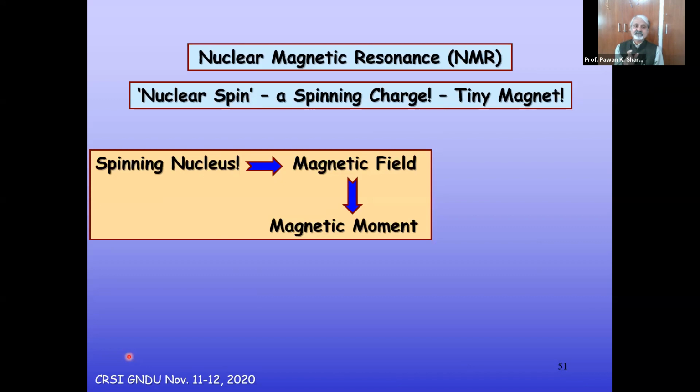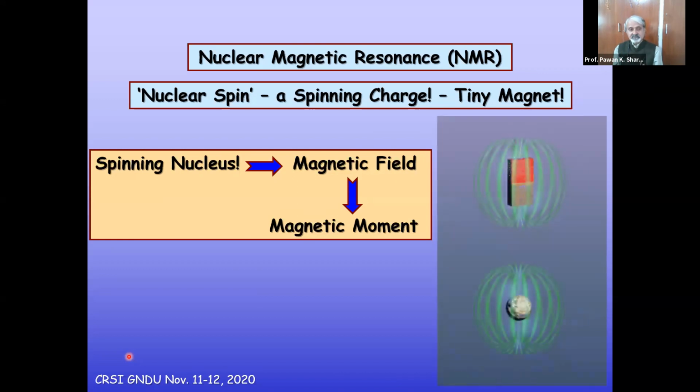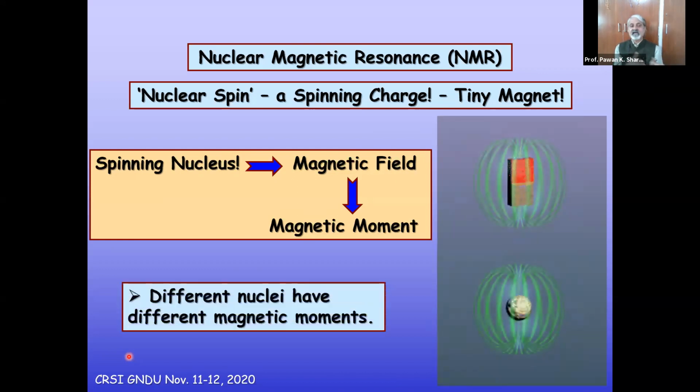And if it is behaving like a tiny magnet, that means a magnetic field is associated with it. That means it would have a magnetic moment. So every spinning nucleus would have a magnetic moment, and different nuclei would have different magnetic moments.